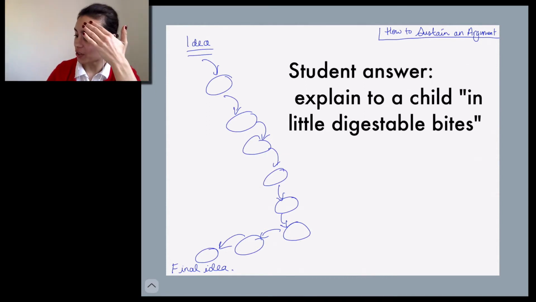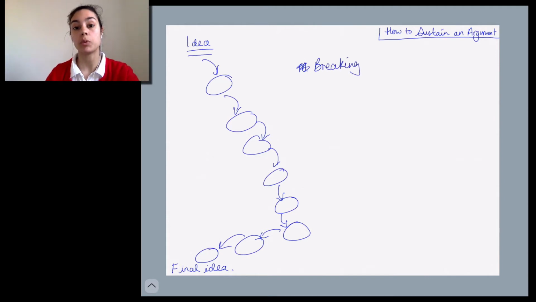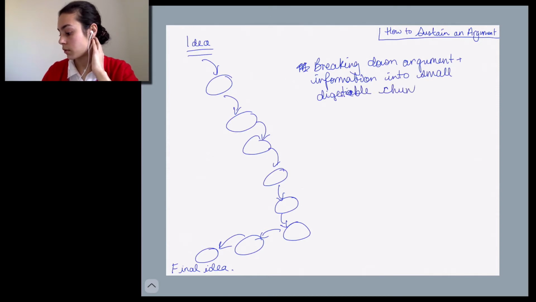Yes, so you sustain an argument by breaking down the argument into small digestible chunks. That's exactly what you do. Chunks. Yeah, that's exactly what you do.